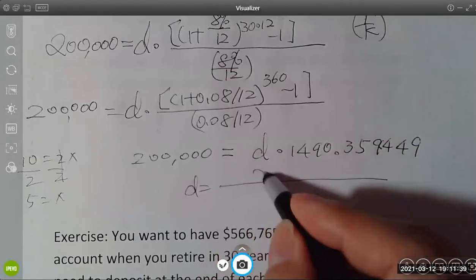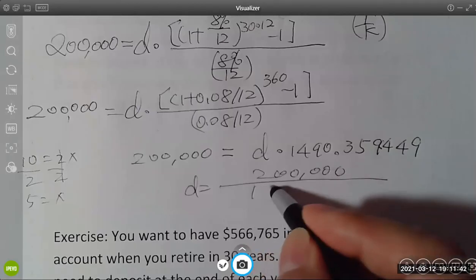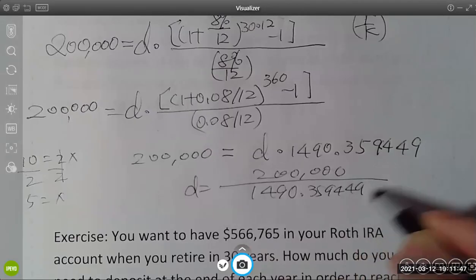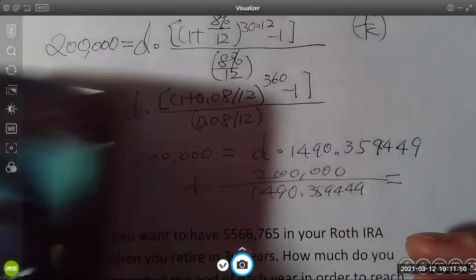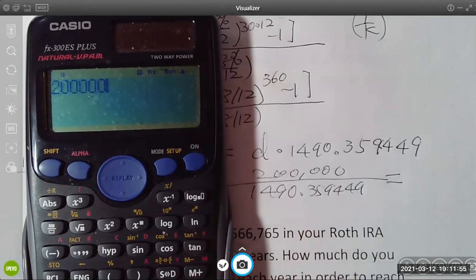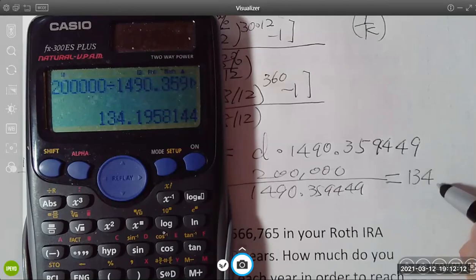So 200,000 divided by 1490.359449 equals 200,000 divided by 1490.359449. So we get 134, and rounded to the second decimal digits, basically 20 cents.